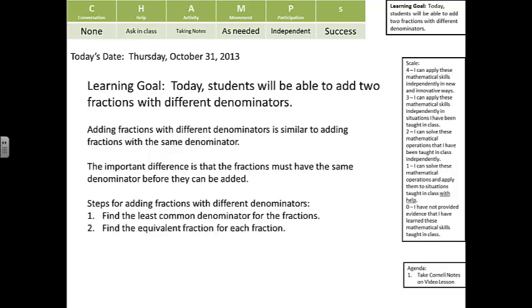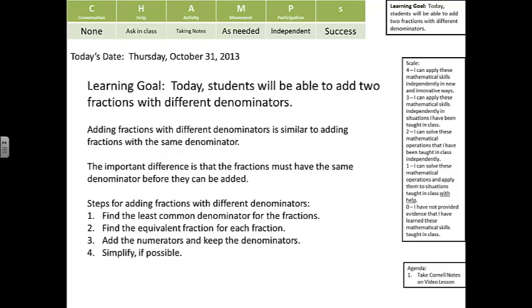And then you're going to find the equivalent fraction for each of the fractions. Sometimes you'll have to change one, sometimes you'll have to change both, depending on what that least common denominator is. Once you find those equivalent fractions and they have the same denominator, then you just add the numerators and keep the denominators, just like you do when you add fractions when they have the same denominator.